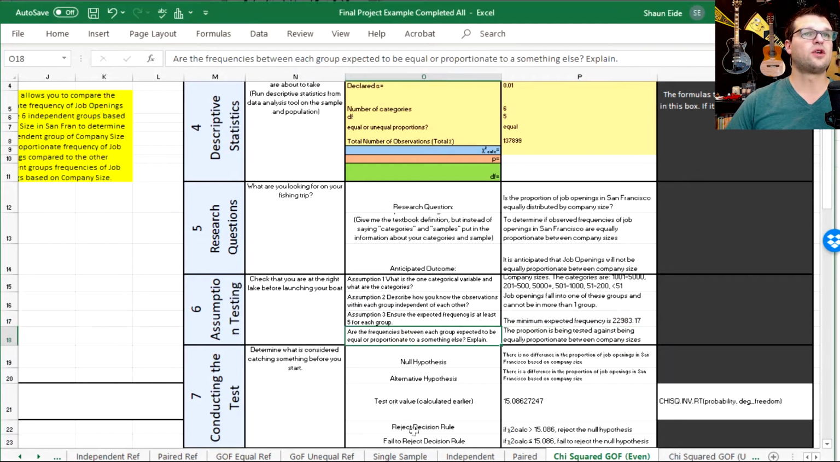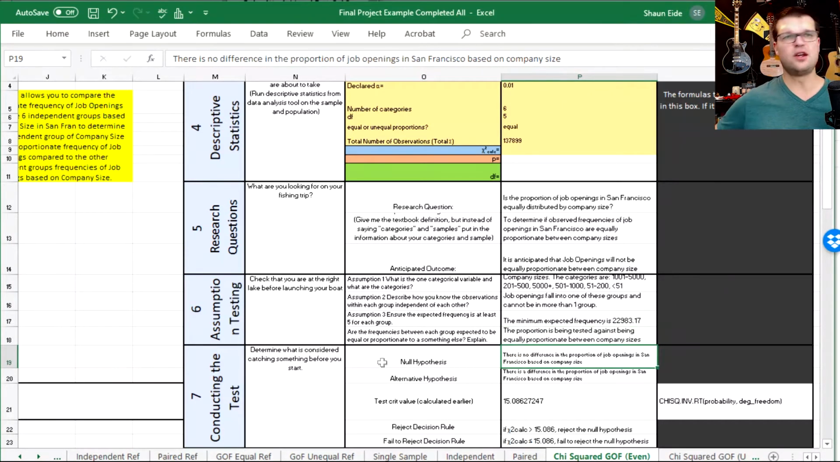And then are the frequencies between each group expected to be equally proportionate, or proportionate to something else? And we're saying the proportion being tested against, we're expecting it to be equally proportionate. Okay, now when we get into the null and alternative hypothesis, it's actually a little bit different compared to the other ones. And the reason why is because you have to write it out. Okay, so I'm going to zoom in a little bit.